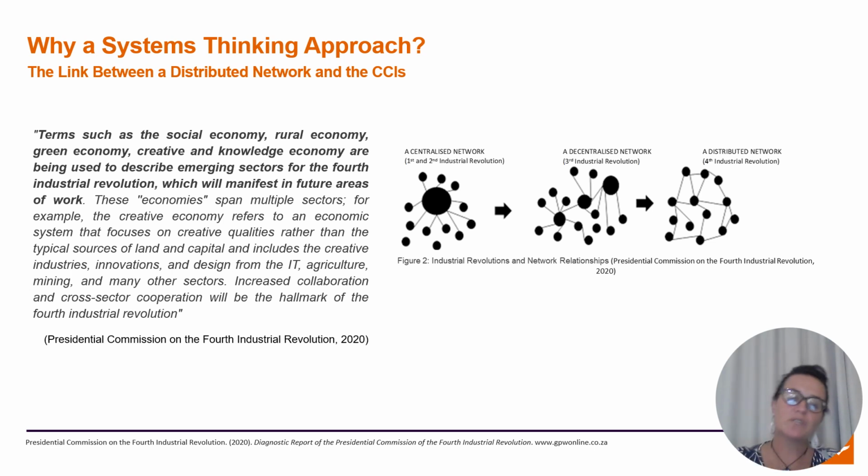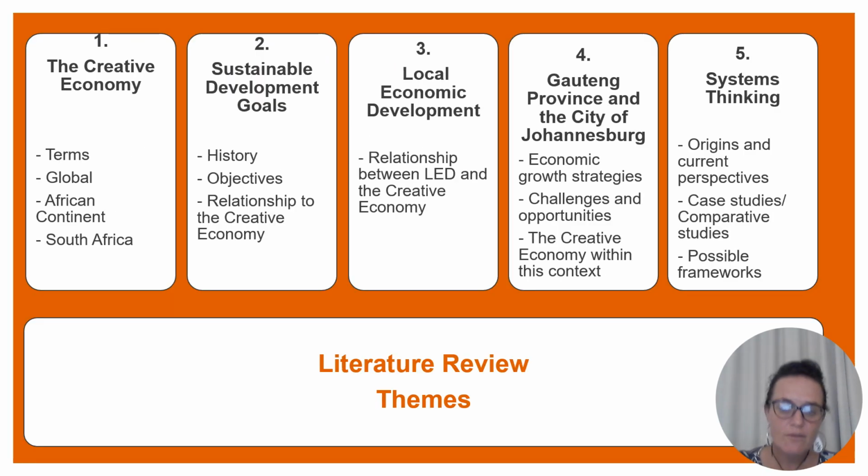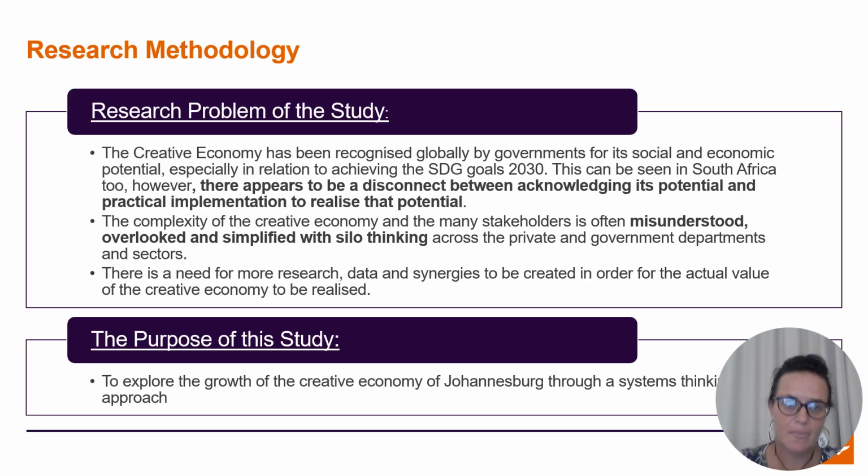And this works very strongly with a systems thinking approach of seeing the interconnections and the patterns in how things are functioning. In my literature review, there were 5 topics that I looked at: the creative economy, sustainable development goals and their relationship to the creative economy, local economic development, specifically emphasizing creative cities and the use of the cultural and creative industries in local economic development, Gauteng province and the city of Johannesburg, and then finally, of course, systems thinking.